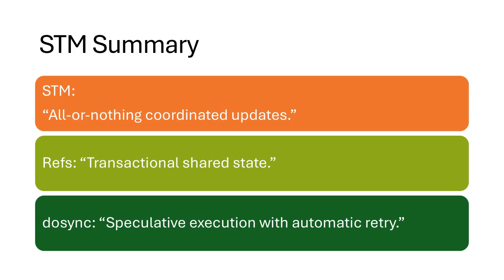STM provides a way to coordinate shared state updates by treating them as all-or-nothing transactions, ensuring that either everything changes together or nothing does. This means that the shared state, managed through refs, remains consistent and transactional, preserving user-defined invariants. The dosync block is where these transactions occur, running speculatively and automatically retrying if conflicts are detected, so the system handles concurrency optimistically. This approach helps manage complex state changes safely, as we discussed with atomicity, consistency, and isolation earlier, making STM a powerful tool when multiple related updates need to happen together without stepping on each other.